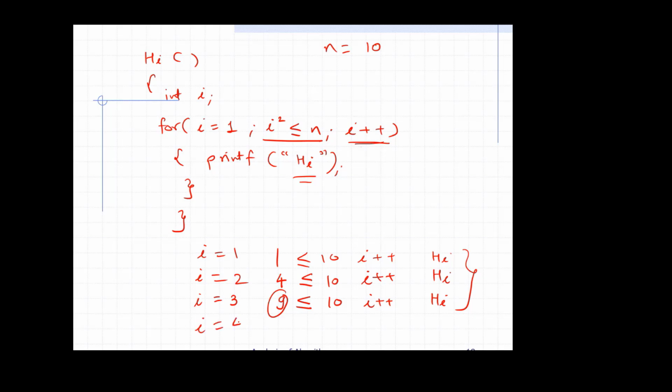Then i becomes 4, and 16. Then it checks is 16 less than or equal to 10? No. So we are not going to increment, and we are not going to print "hi". So for the value of n, which is 10, "hi" gets printed 3 times.